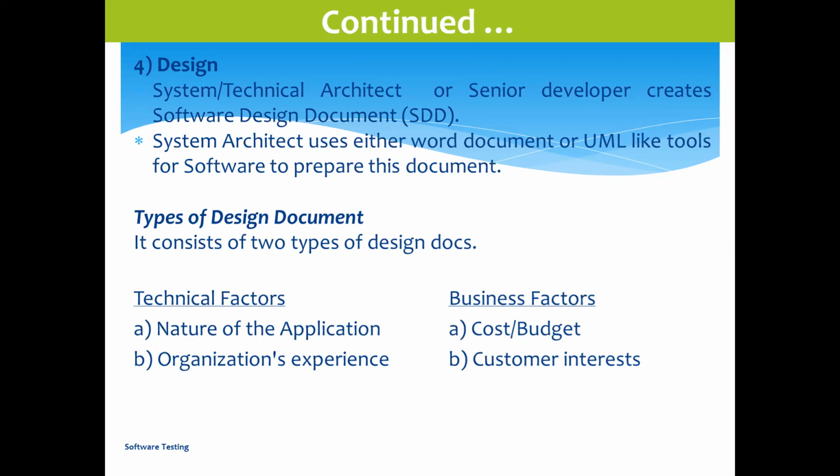Then types of design document. This design document consists of two types. One will be technical related information, another will be business related information. In business related information, it means a timeline, what the customer or client is looking for, what their interest is, then cost, budget, all these will come into the scenario. And technical information is how the application will be executed, what the functionality is, what our prior experience, previous experience is, what we can do here better. All those technical things will be considered here.